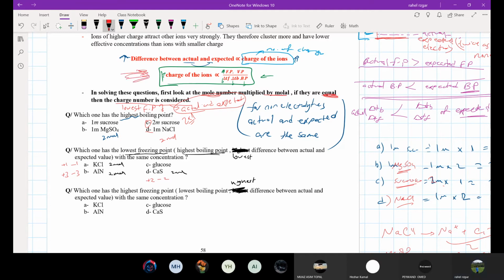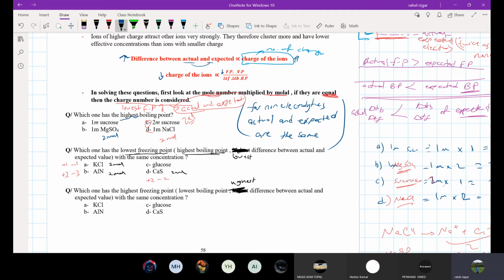This rule says the higher the charge, the higher the freezing point, the lower the boiling point. What do we need here? According to this rule, let's see what is required. It wants the lowest freezing point, so the freezing point must be lower. What does lowest freezing point mean? The freezing point is lower, then the charge must be lowest.